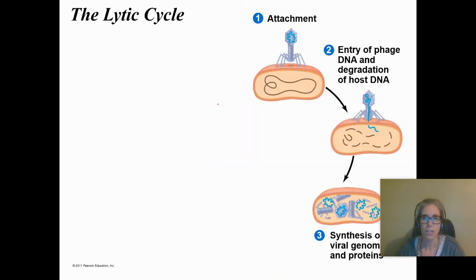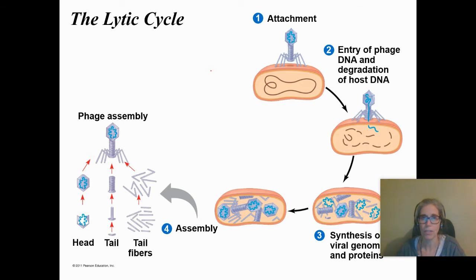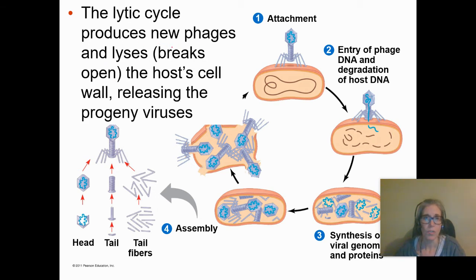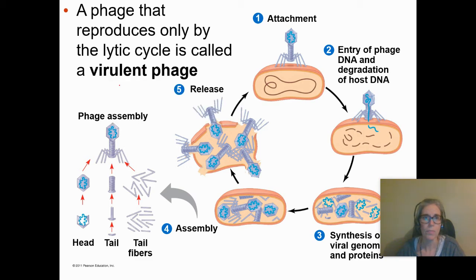Here's the lytic cycle. You just pretty much kill the cell right away. The lytic cycle ends with the death of the host cell. It produces a bunch of new phages that break open the host cell, releasing all these new viruses. The more virulent it is, the more likely it is to kill you. So the phage reproduces only by the lytic cycle. It's called a virulent phage, and the more virulent, the worse it is.